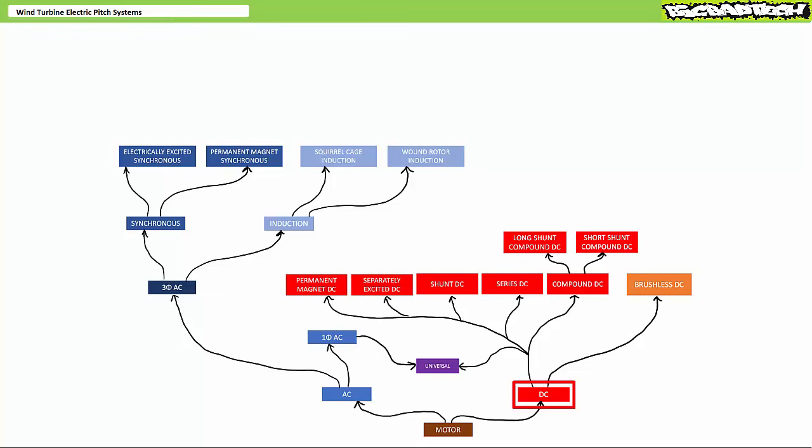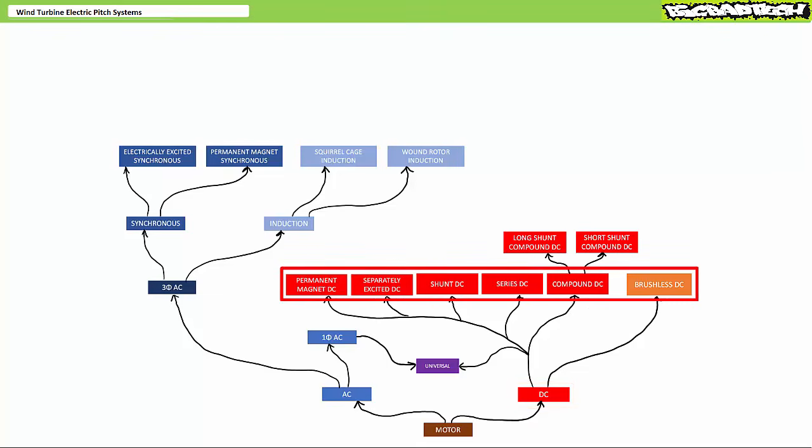The range of available DC motors differ in how the armature and field are electrically configured. There exist permanent magnet DC motors, separately excited DC motors, series wound DC motors, shunt wound DC motors, two types of compound wound DC motors, and finally there also exists an entirely different style of DC motor called a brushless DC motor. This motor configuration actually has more in common with synchronous three-phase AC motors than it does DC motors, and only for the purposes of completeness have I included it in this DC grouping.